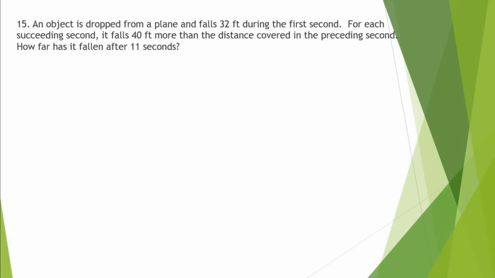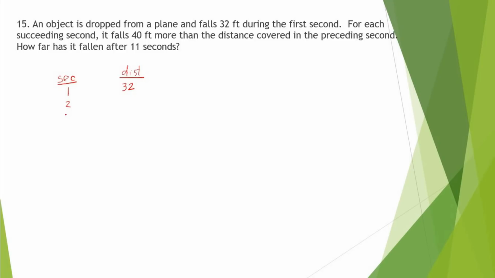Okay. The last but not the least illustrative example. An object is dropped from a plane and falls 32 feet during the first second. Again, we have this time in seconds and this distance. So first second, we have 32 feet. For each succeeding second, it falls 40 feet more than the distance covered in the preceding second. How far has it fallen after 11 seconds?